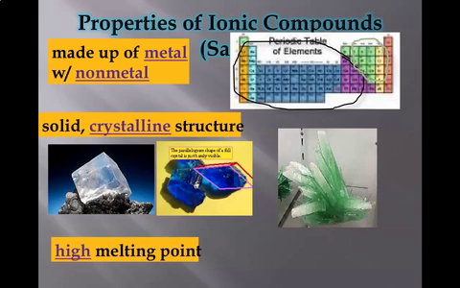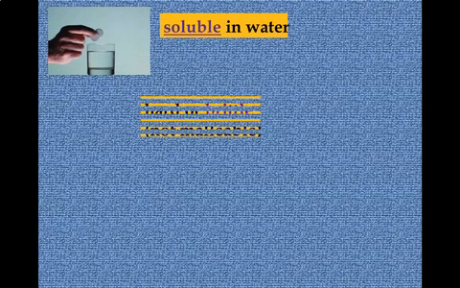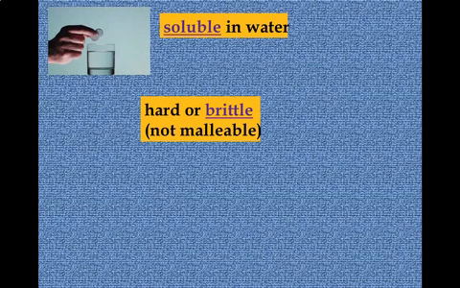They typically have a high melting point. They're soluble in water, which means they'll dissolve. They are hard or brittle, but they're not malleable. If you hammer them, they're going to break apart. They're not going to hammer out into a sheet like a metal would.